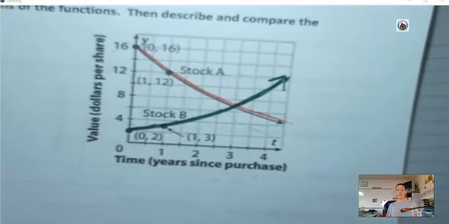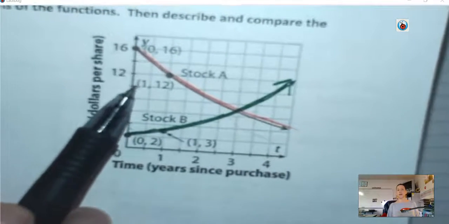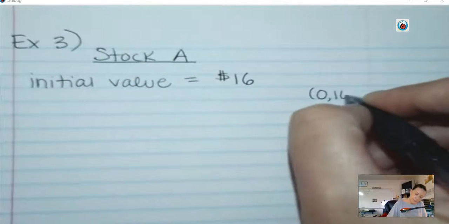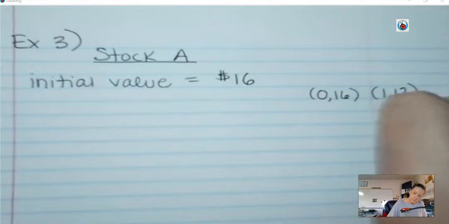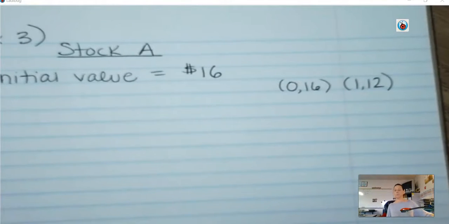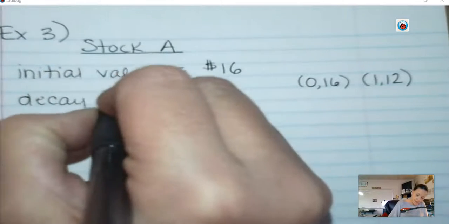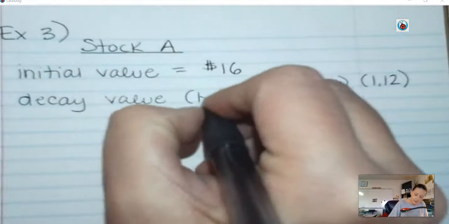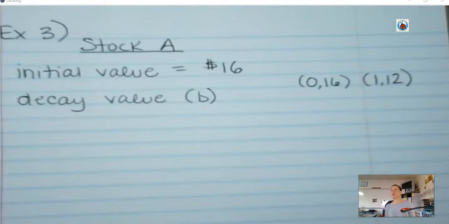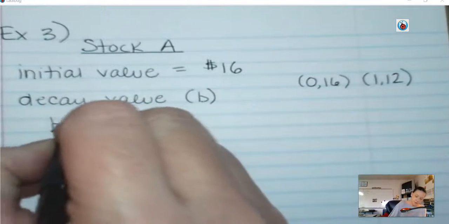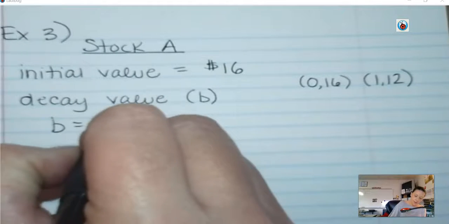To come up with the B value, that's when you need 2 points, and the graph gives me the 2 points. Go ahead and write down those 2 points: (0, 16) and (1, 12). They're on the graph. I have to come up with the decay value, because it's coming down. That's B. To find the B value, we do y sub 2 divided by y sub 1.